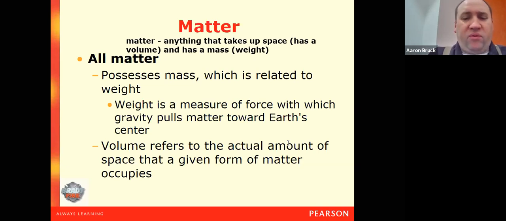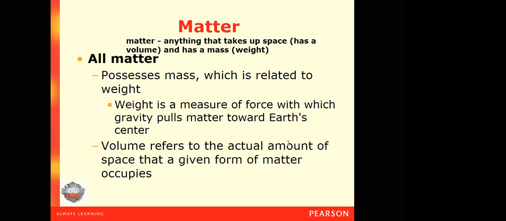Volume, on the other hand, refers to the actual amount of space. We've talked about volumetric units already. In particular, we look at things like liters, milliliters, cubic centimeters, which are the same thing as milliliters, or cubic meters if we're getting into larger quantities, and so on.